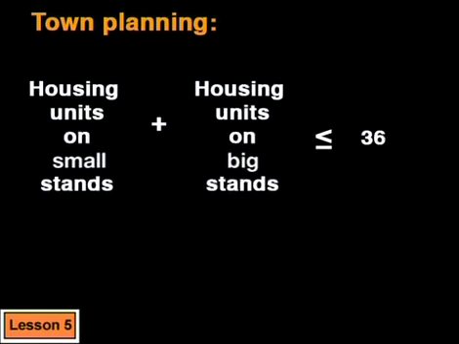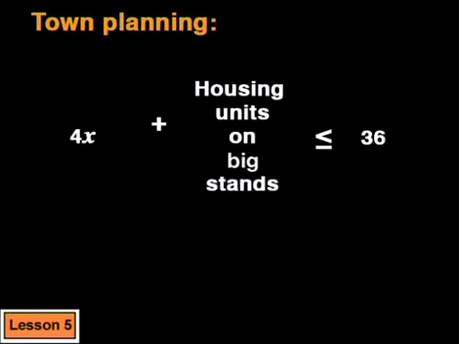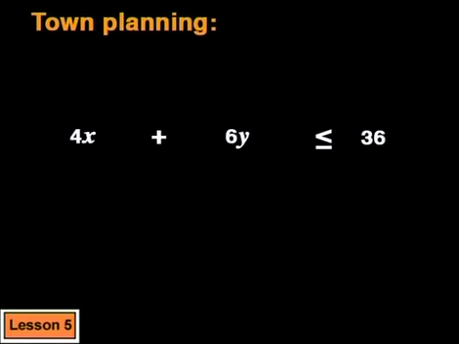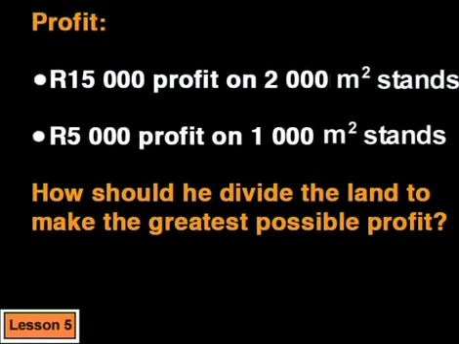There can be 4 units on a 1,000 square meter stand and there are x of these stands, so that's 4 times x. 6 units on a 2,000 square meter stand and there are y of these plots, so that's 6 times y. The rest of the problem says, if the developer expects to make 15,000 Rand profit on the sale of the bigger stands and 5,000 Rand profit on the sale of the smaller stands, how should he divide up the land to make the greatest possible profit?